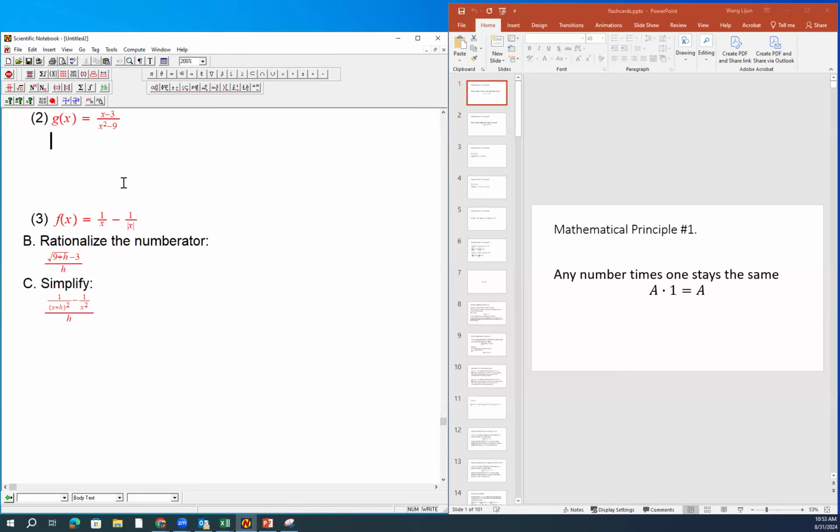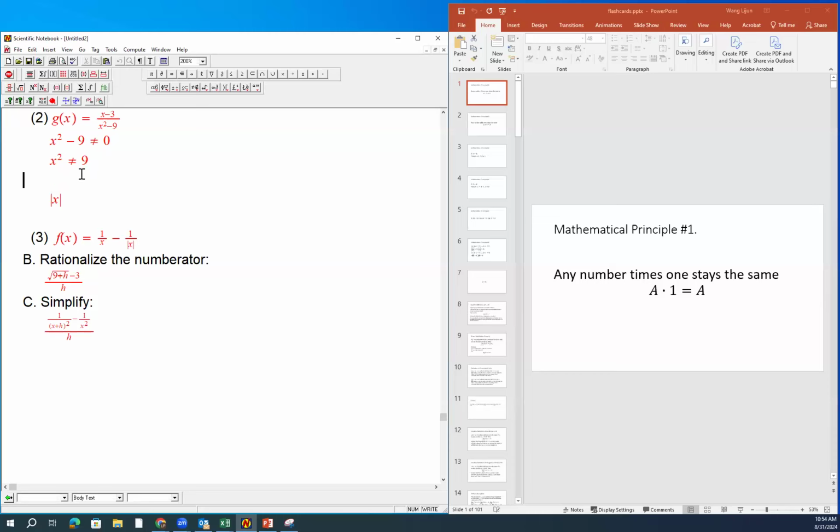So for this one, all you have to do is just take the denominator, okay? Set it not equal to 0, and you can factor, or you can do x squared not equal to 9. Solving this inequality, there are many ways, right? This is one of the ways. And forgive me, I probably will not enumerate all possible ways. Okay, so this will be the next step.